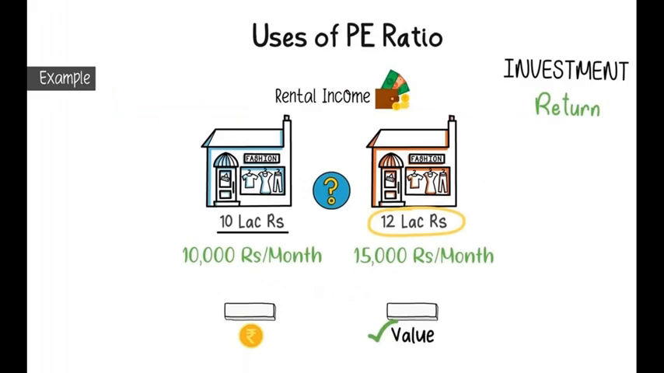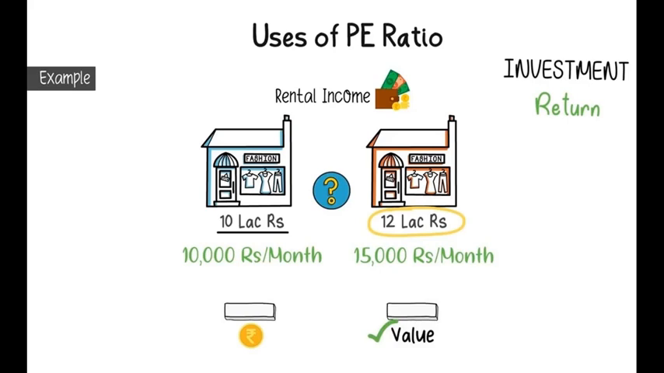Uses of PE ratio. Let us understand the PE ratio with the help of a simple example. Let us say we have two options. That is to buy a building worth rupees 10 lakh or to buy a building worth rupees 12 lakh. The building with 10 lakh will give us a monthly rental income of rupees 10,000. And the building with 12 lakh investment will give us a monthly rental income of rupees 15,000.